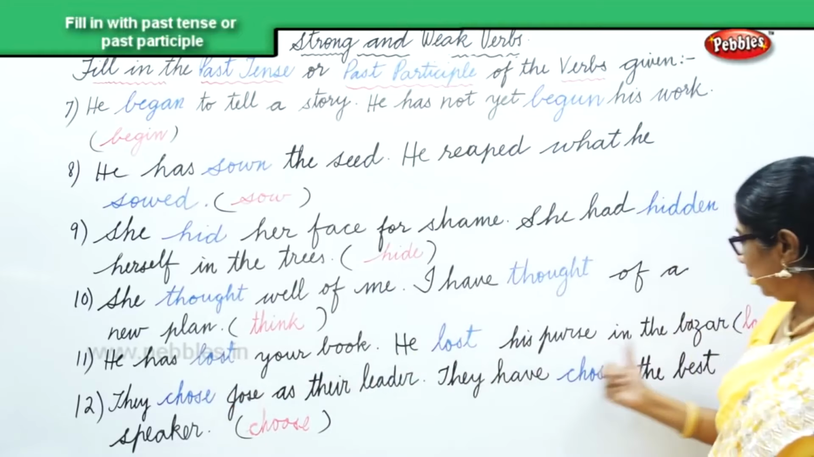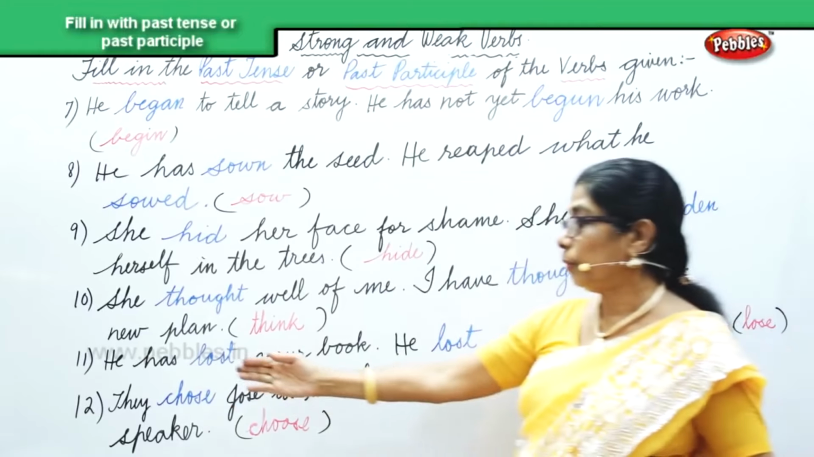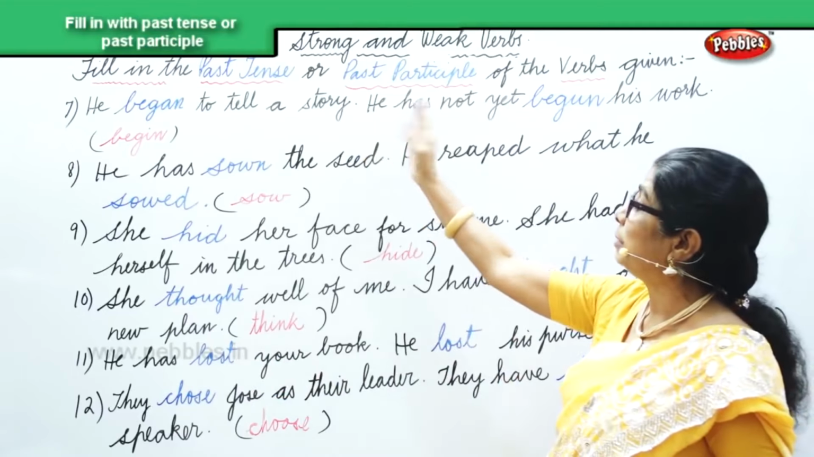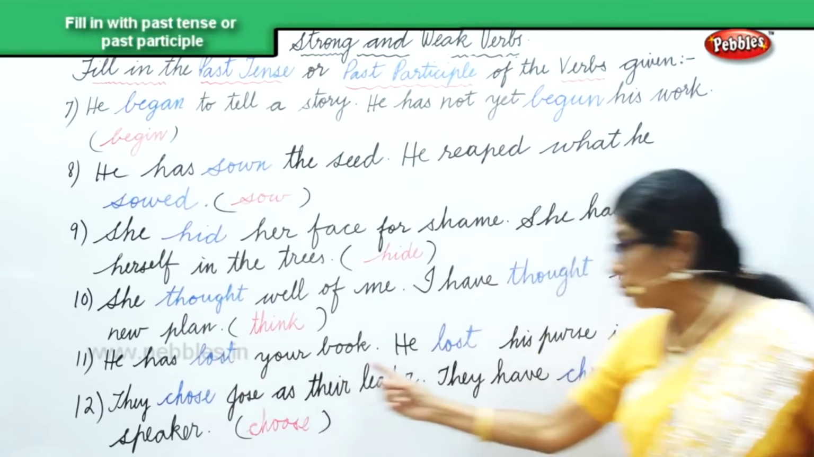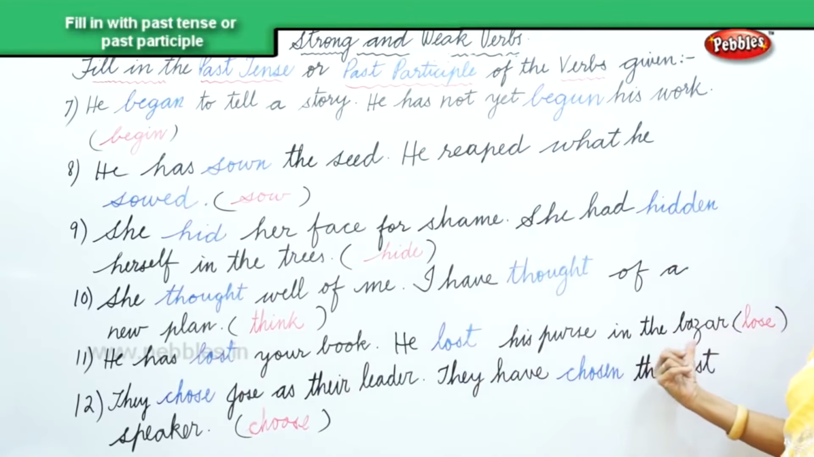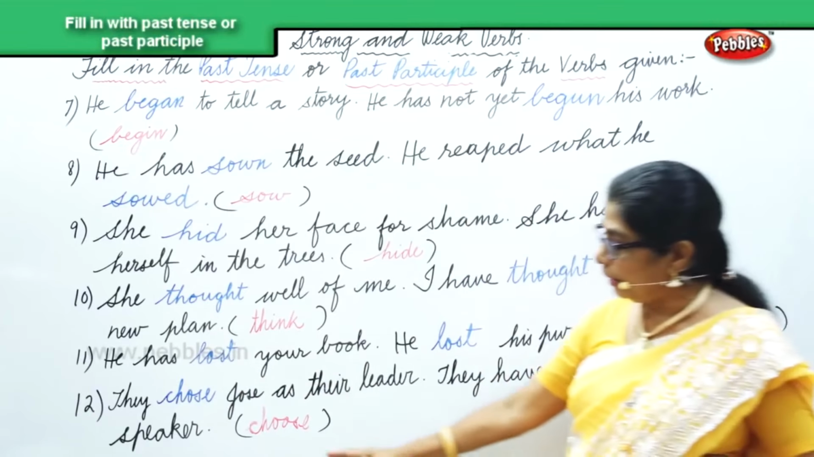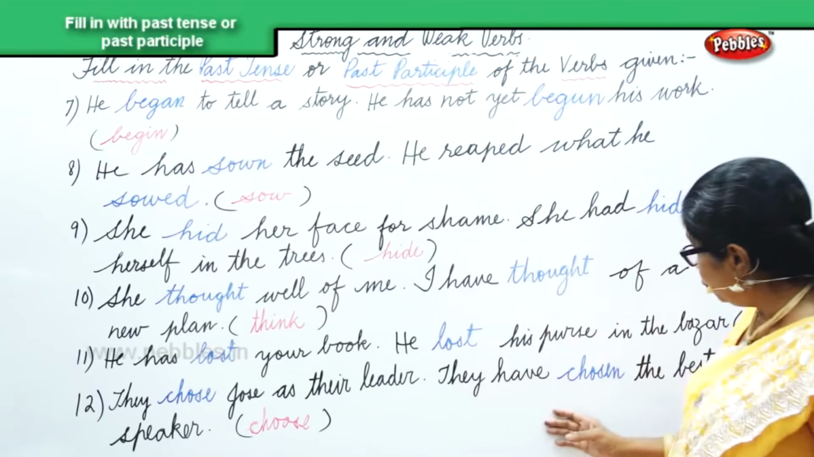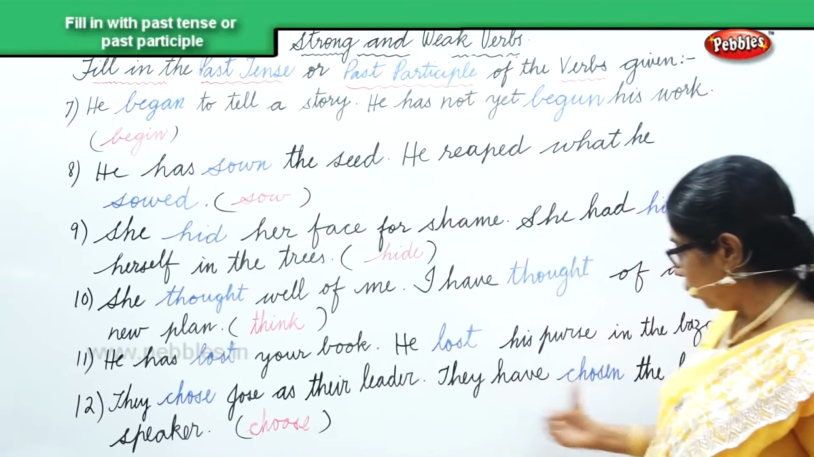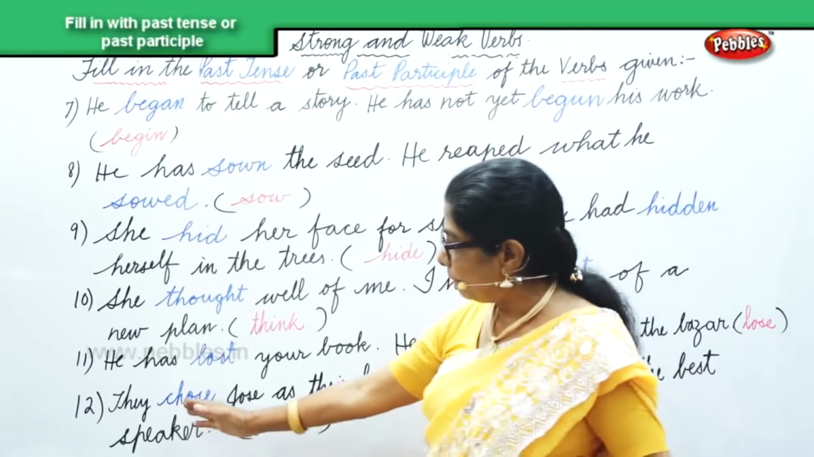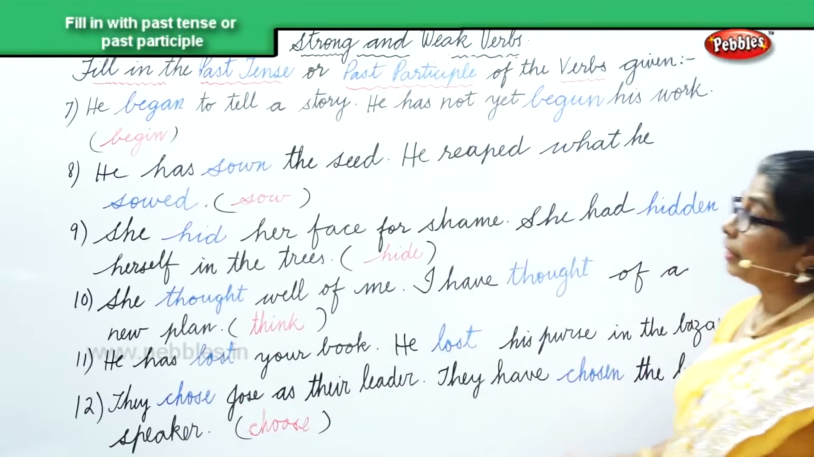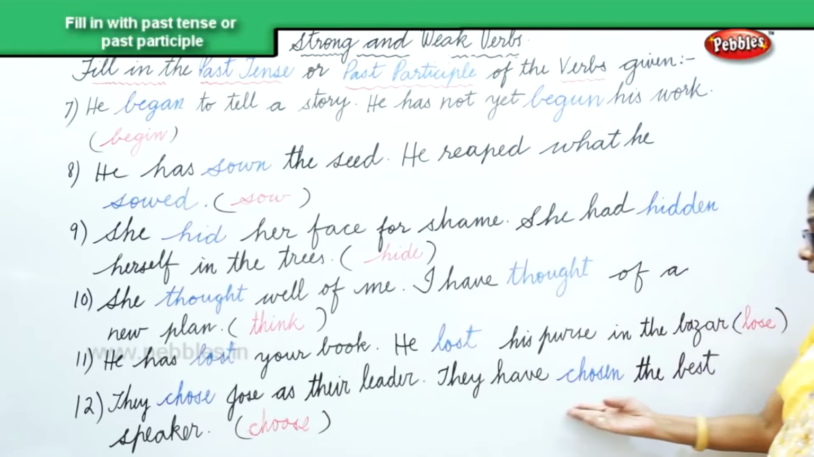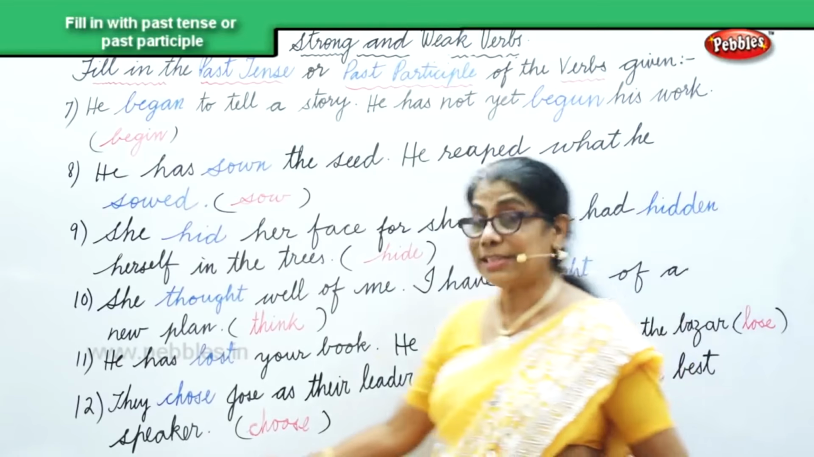The verb given here is lose. Lose, lost, past tense and past participle the same. He has lost your book. He has lost his purse in the bazaar. Now, finally, you have the word choose. Choose, chose, chosen. Chosen is the past participle. They chose Jose as their leader. They have chosen the best speaker.